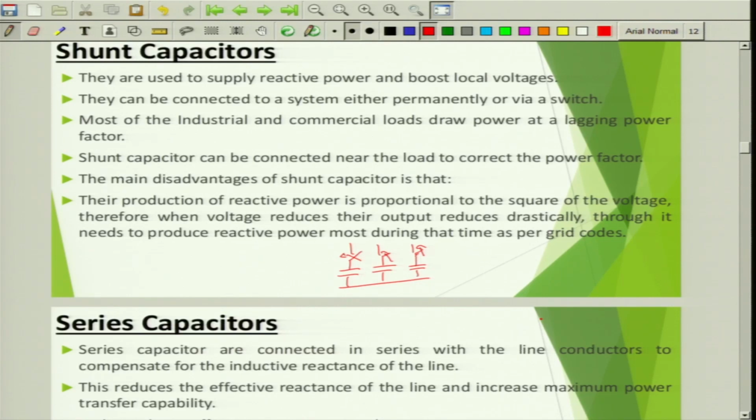Permanently or via switch, most of the industrial and commercial loads draw power at a lagging power factor, because the whole transmission system is hungry for reactive power. So, shunt capacitors are more often seen than shunt reactors. Basically, their requirement is more prominent in the system because you need to compensate for lagging reactive power. So, shunt capacitors can be connected near the load to correct the power factor. Sometimes it is also called PFC, right?